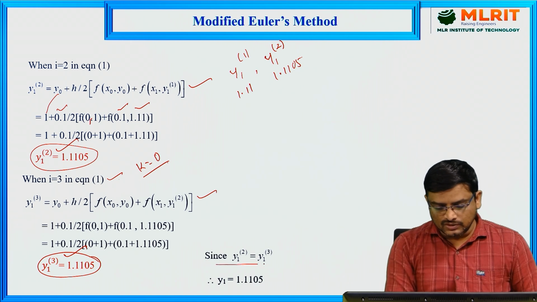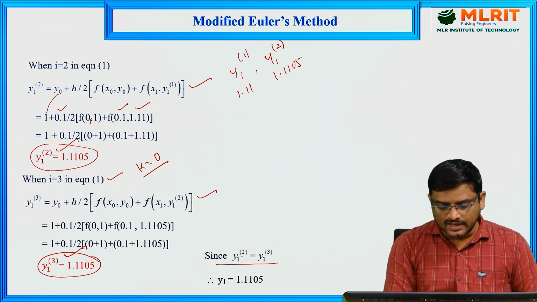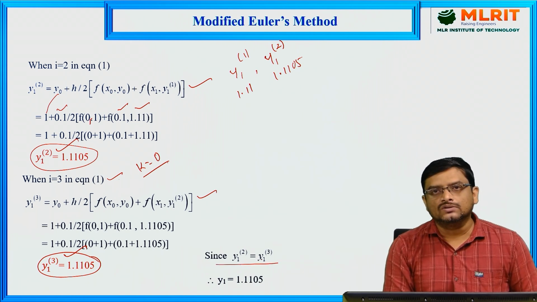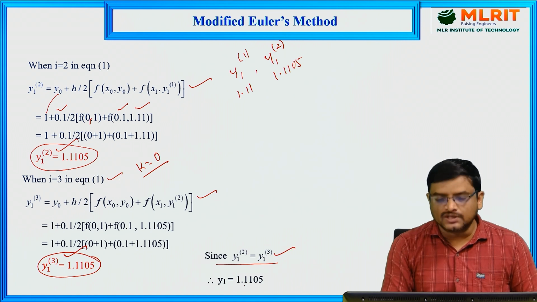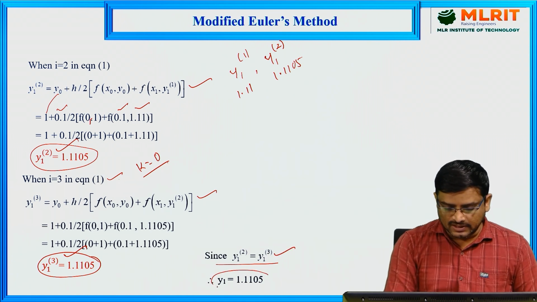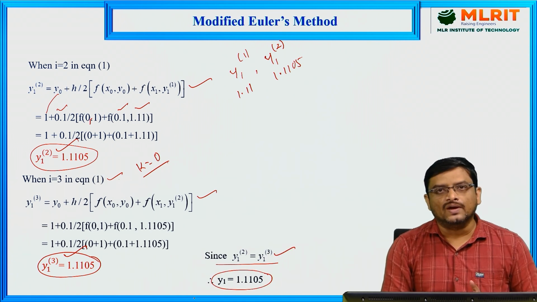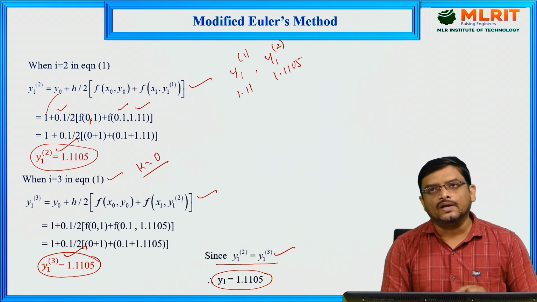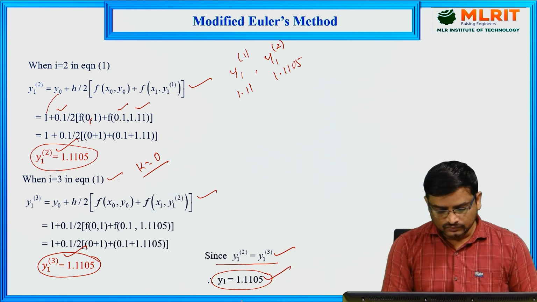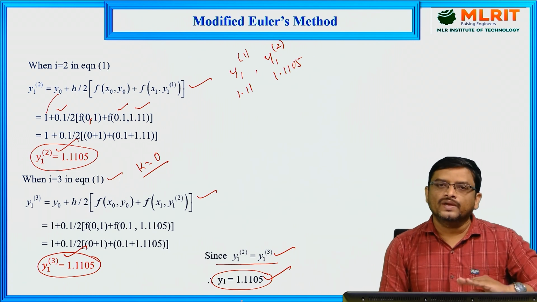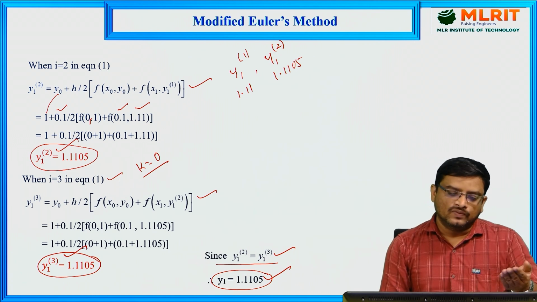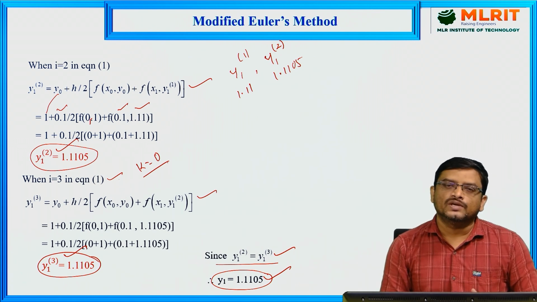This is because the second approximation of y1 is equal to the third approximation of y1. Both are the same, so we can consider that common value as the y1 value here. So finally we got y1 is equal to 1.1105. This is the way we can find out this y1 value. Follow the same procedure to find out y2 and y3 here.